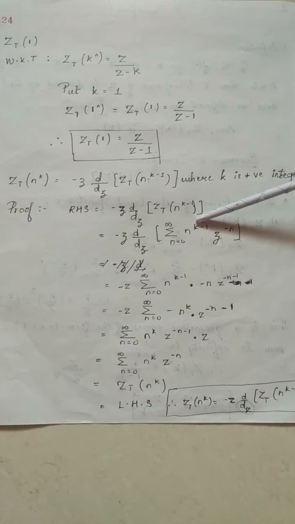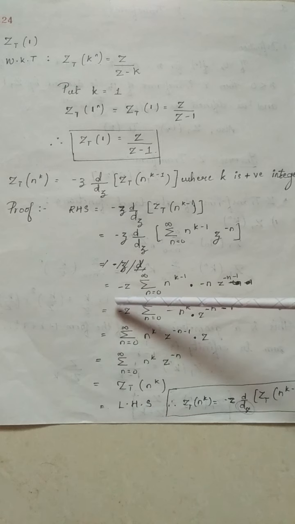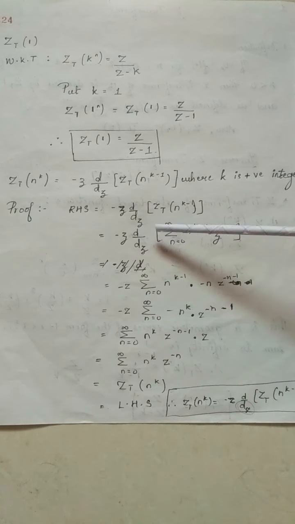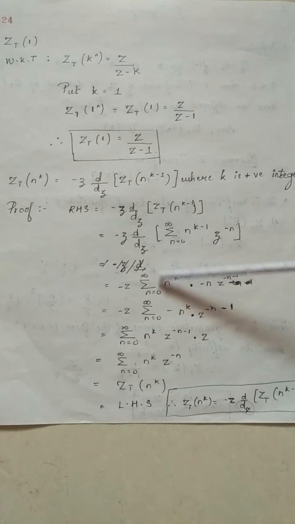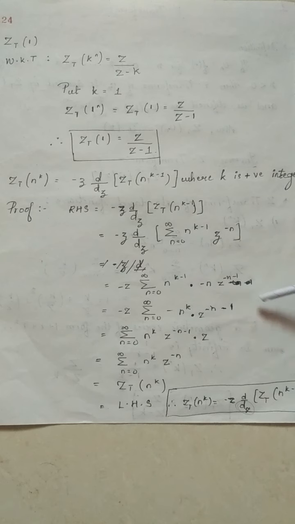So n to the power k minus 1, z raised to minus n. Now this is equal to minus z as it is. Take this derivative sign under the summation sign. Summation n is equal to 0 to infinity. n to the power k minus 1 is constant, keep it as it is. And we have to differentiate with respect to z.